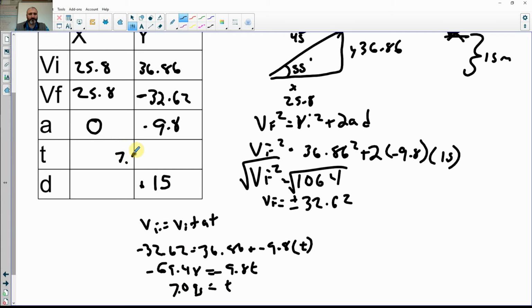That can go here, 7.09 seconds. And now I can do V equals D over T for the X stuff. So 25.8 equals D over 7.09. So times 25.8. That should give me 182.9, call it 183 meters away. Okay, so I hope that made sense.